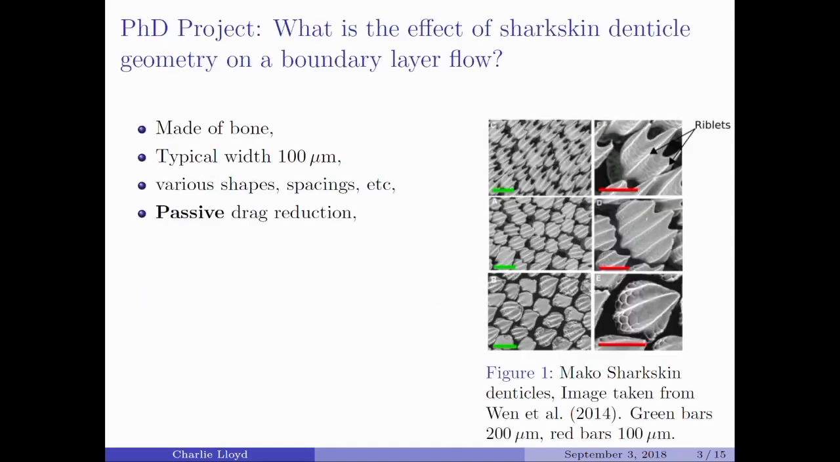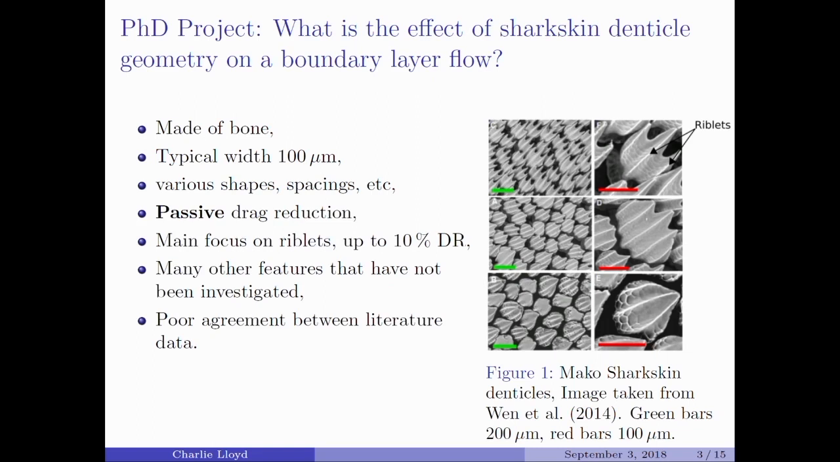To introduce the shark skin, this image on the left is of 3 samples taken on the same shark, and you can see there's a lot of variability between these different scales. They're made of bone. They've got a typical width of 100 microns, so they're very small. And they vary a lot between different species and different sharks. They're interesting to engineers because they passively reduce drag. This is different to most fish that excrete mucus for active drag reduction.